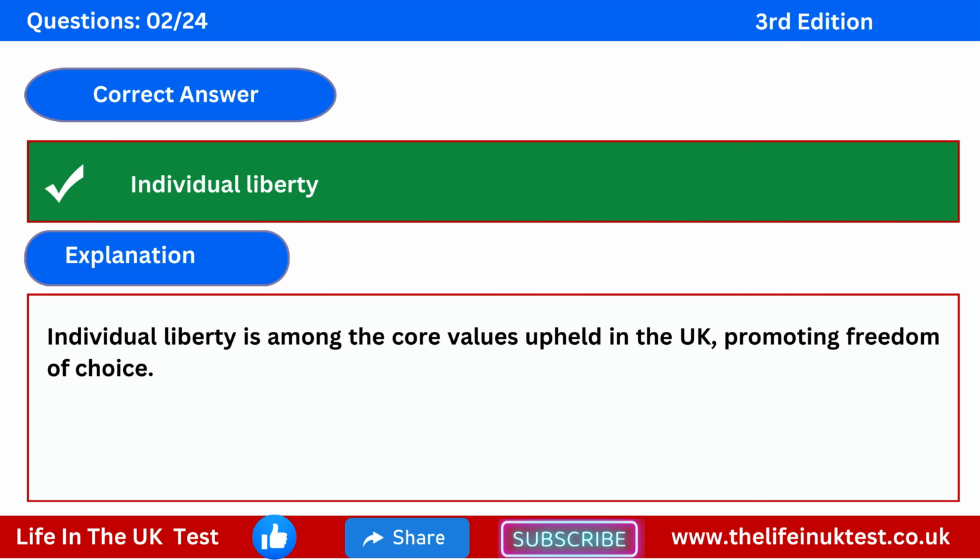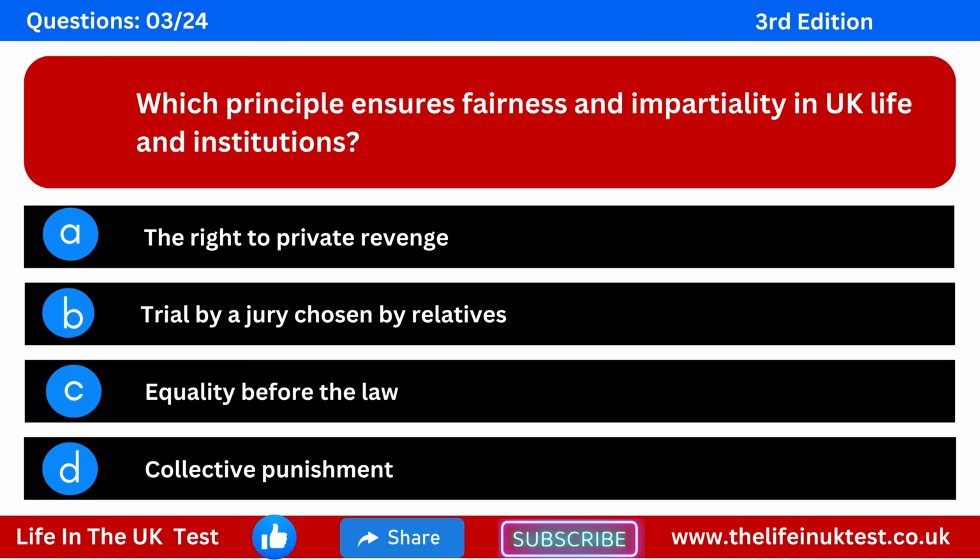The correct answer is individual liberty. Explanation: individual liberty is among the core values upheld in the UK, promoting freedom of choice. Question 3. Which principle ensures fairness and impartiality in UK life and institutions?